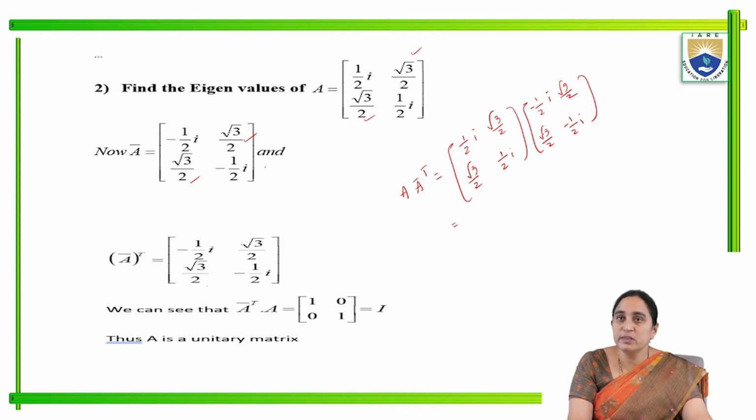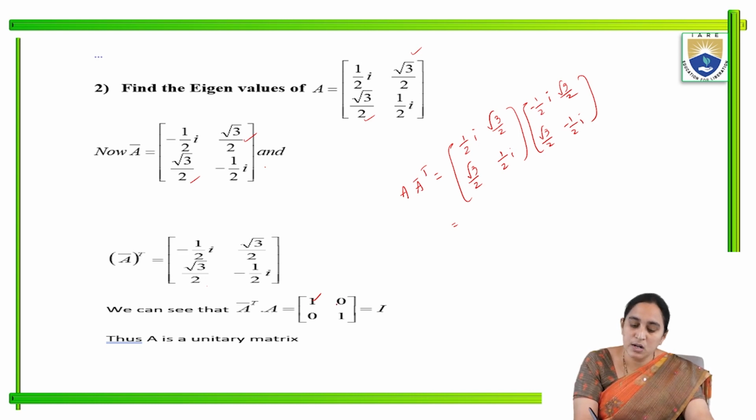We multiply the first row with the first column of the second matrix, and similarly the first row with the second column. Here 1 by 2 i into minus 1 by 2 i plus root 3 by 2 into root 3 by 2, simplifying, we get 1. The first row with the second column gives 0. Similarly the second row with the first column gives 0, and the second row with the second column gives 1. Therefore, after multiplying A into A bar whole transpose, we get the identity matrix, 1 0 0 1. Therefore, the condition is satisfied.